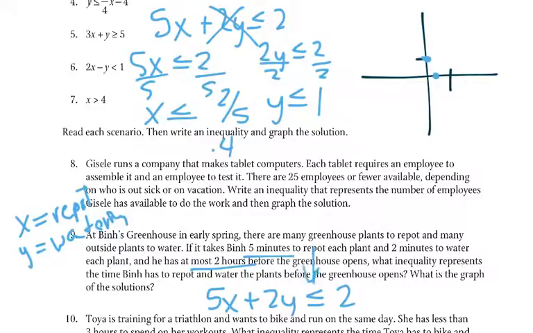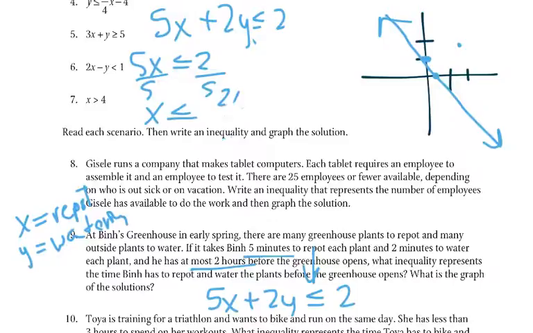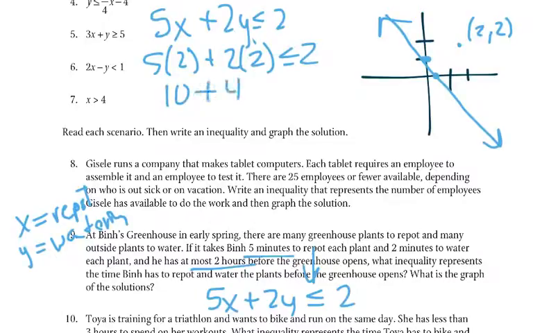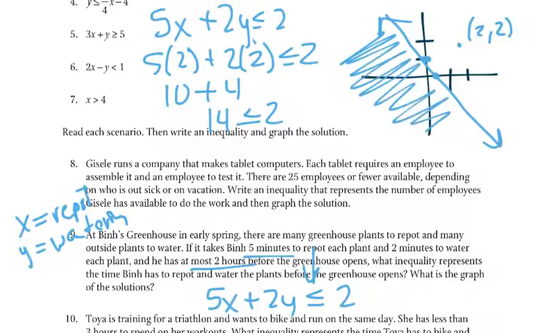Now it's less than or equal to, so I draw a solid line going through those 2 points. Then I need to pick a test point. So why don't we pick the test point 2, 2. Okay, that one seems good, because 0, 0 is pretty close to our line, so I just want to make sure I'm far enough away that I don't have any mistakes. So our test point is 2, 2, 2 for x, so 5 times 2, plus 2 for y, 2 times 2. Is that less than or equal to 2? Well, that's 10, that's 4, we get 14. Is 14 less than or equal to 2? No, so we'd shade this way.